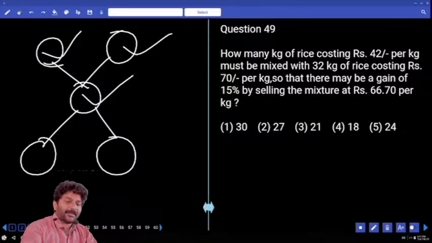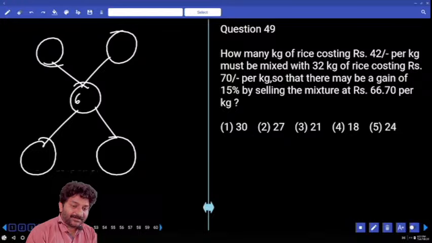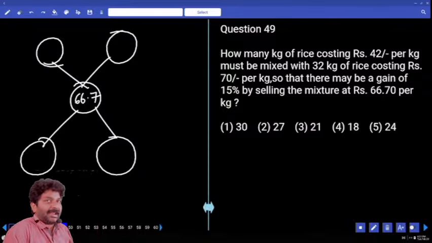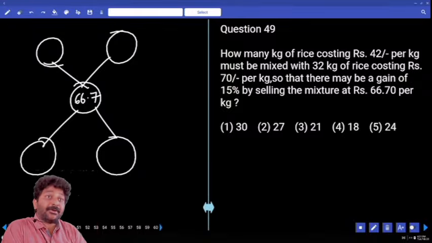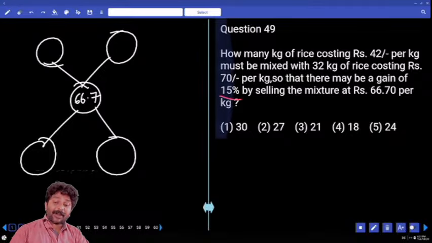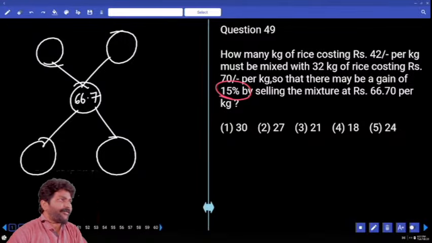So let's take selling prices now. Mixer selling price is 66.7. But for the first item and the second item, we know the cost price, but we want to convert it. And mixer is raised by what percent? So our first two values also should increase by 15%.